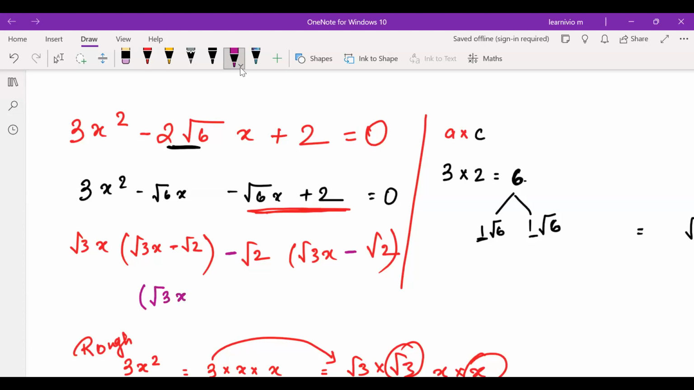Root 3x minus root 2, and the other one will also be root 3x minus root 2. Is there any confusion, Zoha? No, no confusion. Okay, this is what we were discussing. Let's do one more question, then we will proceed with the concept.